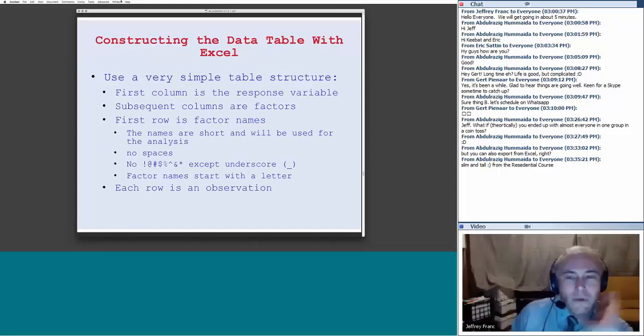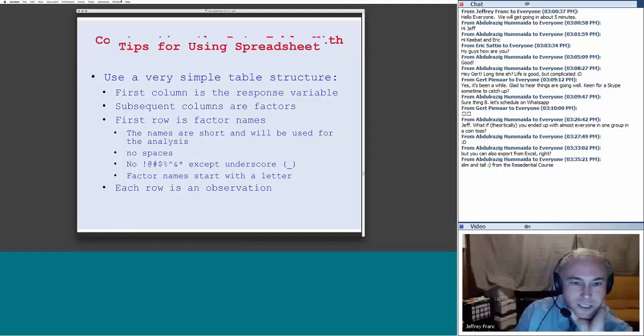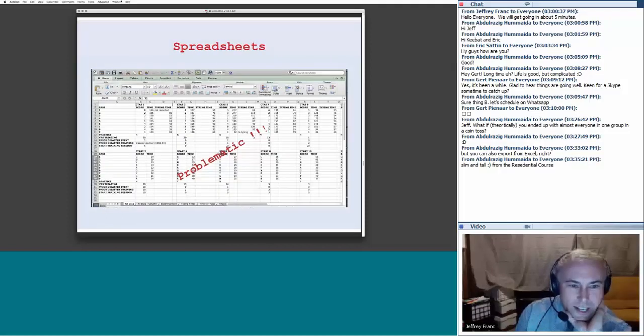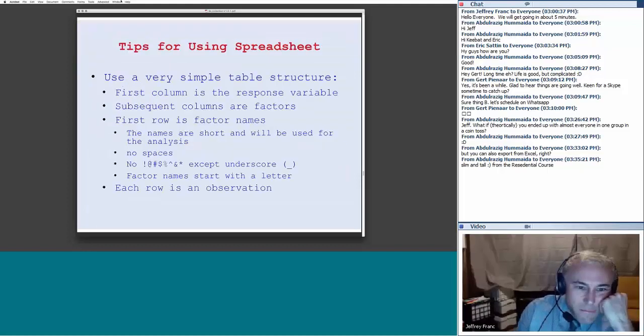That's your spreadsheet, so how do we make a data table? We're going to use a very, very simple table structure, incredibly simple. The first column is your response variable. In the data that we just looked at, that was the time to do your triage. What we really care about is the thing that says time, and we're going to put that as our first column.